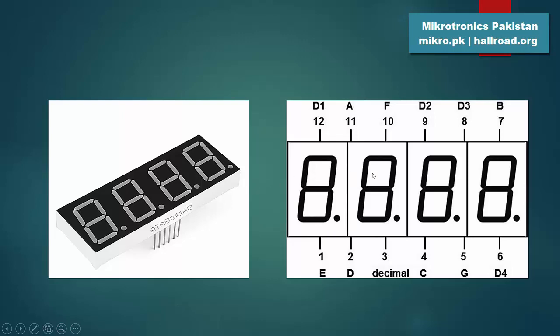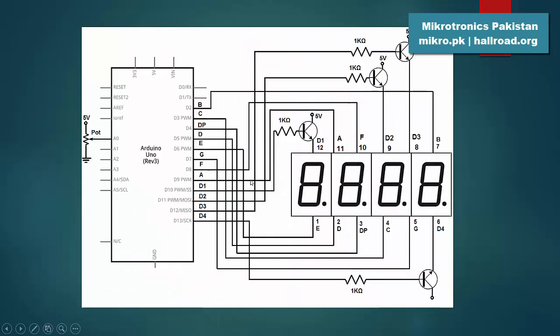So all the segment connections are connected together, but their cathodes are taken out individually. This is for digit 1, this is for digit 2, this is for digit 3, this is for digit 4. So we have to control the cathodes of these individual LEDs by sequentially activating D1, D2, D3, and D4 to enable the display on individual digits, like this. So all the A, B, C, D, E, F are connected to the respective pins of the microcontroller, and the cathodes are connected through these transistors.